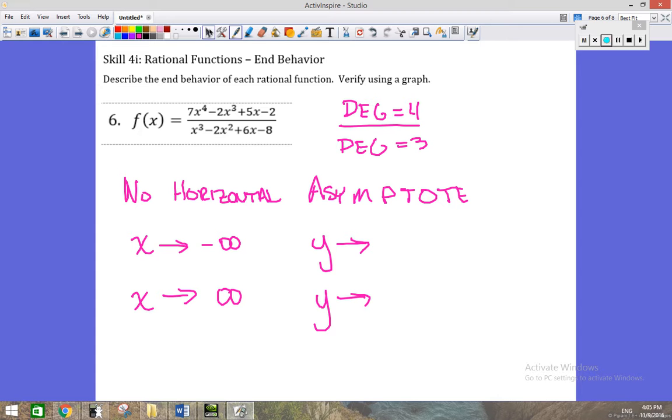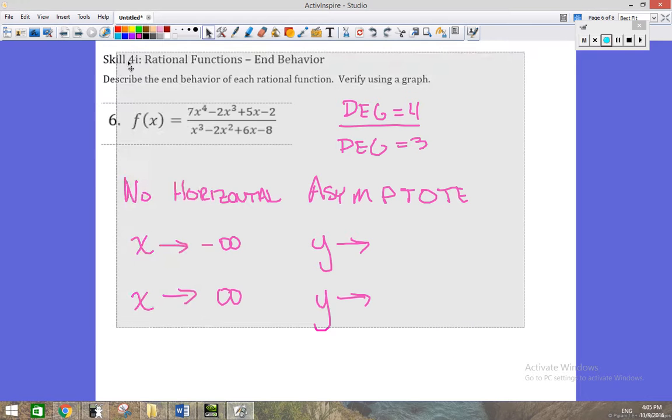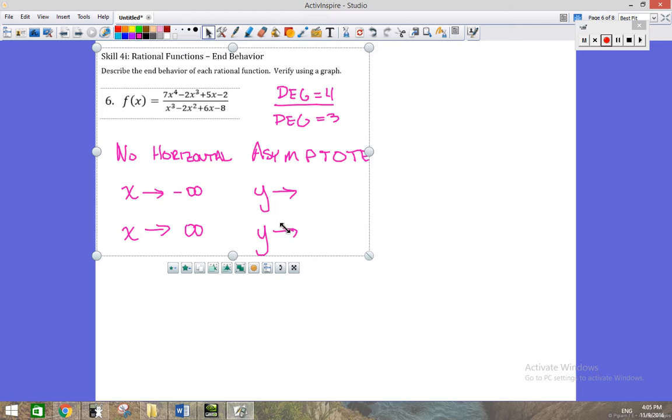You'll often hear that referred to, if the degree of the numerator is exactly 1 degree larger than the degree of the denominator, as a slant asymptote. Sometimes they call it an oblique asymptote. In some classes, you might be required to find the equation for that, which you would do by long division on these two polynomials, using the quotient and ignoring the remainder. But we're not going to do that. We're just simply going to plug in.